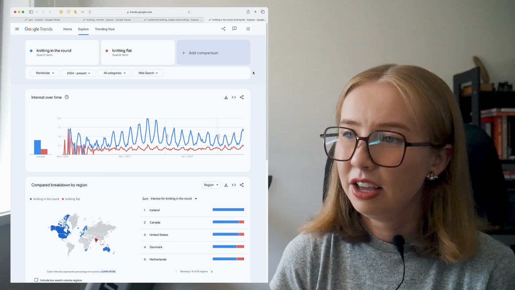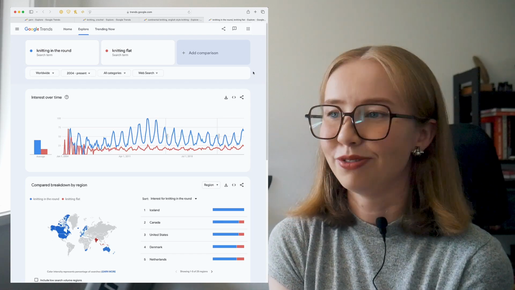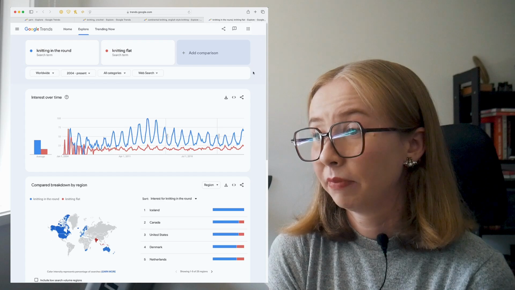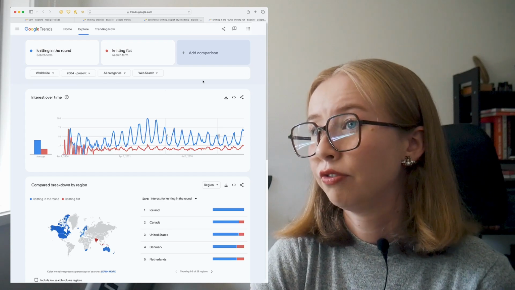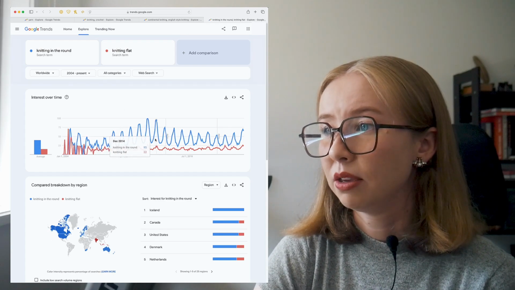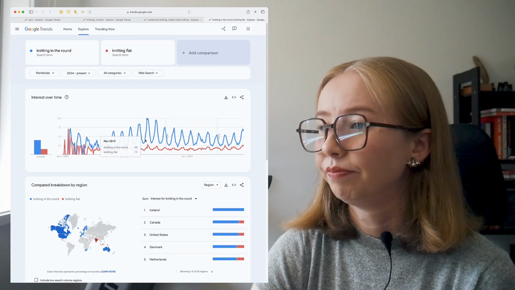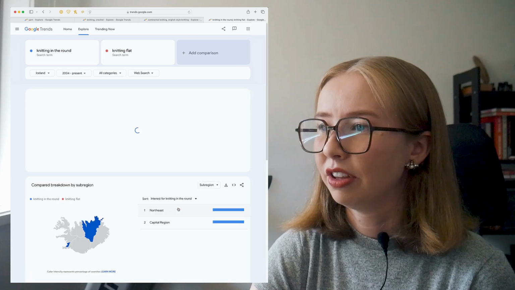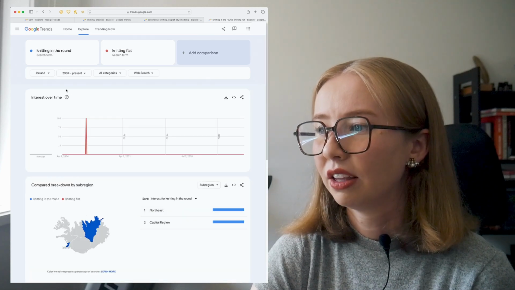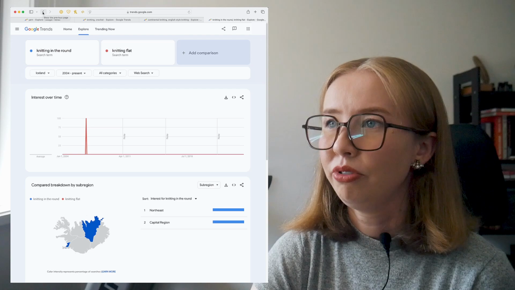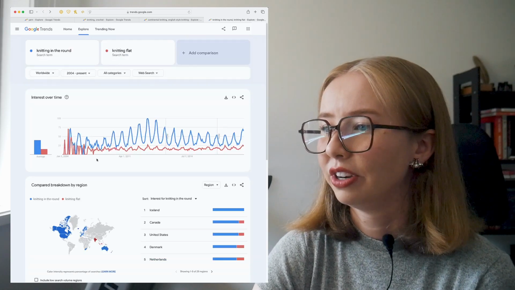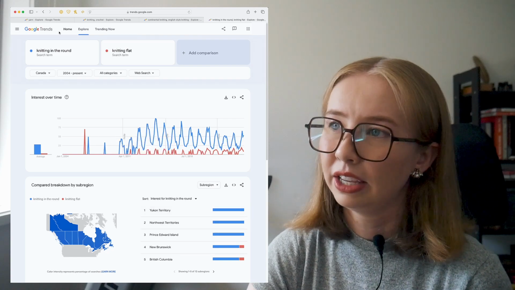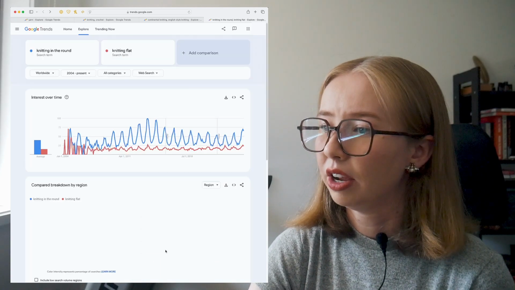And I hear a lot that knitting in the round has really picked up in popularity over the last couple of decades. Unfortunately, we don't have data going back past 2004, so we're kind of limited here, but you can see a really interesting peak in interest for knitting in the round towards the mid-2010s. You can see here actually Iceland is the top country in terms of interest in this topic. However, they have pretty limited search volumes, so nothing we can trust there. Let's have a look at Canada. So yeah, Canada has a real interest in knitting in the round.